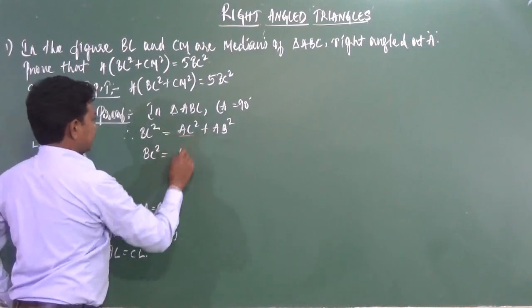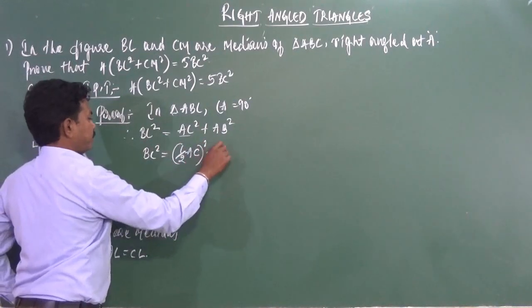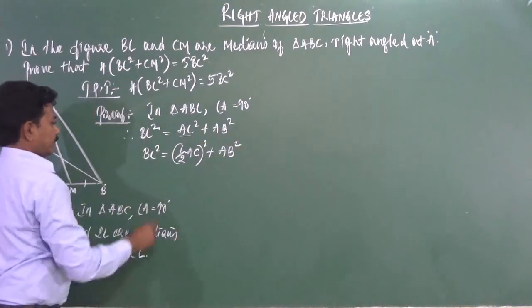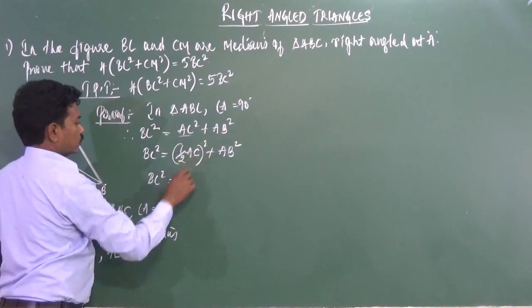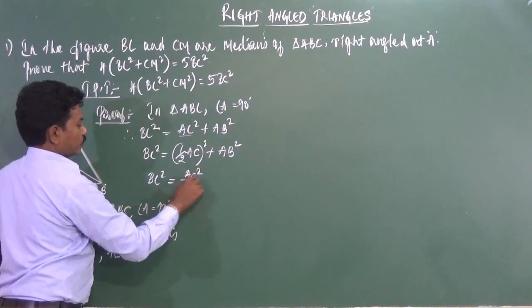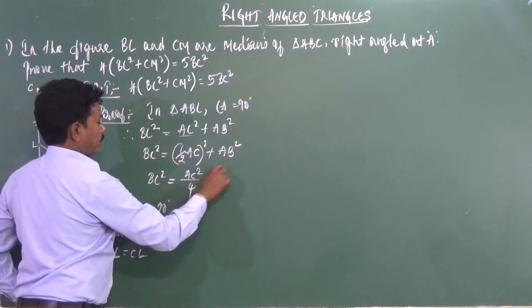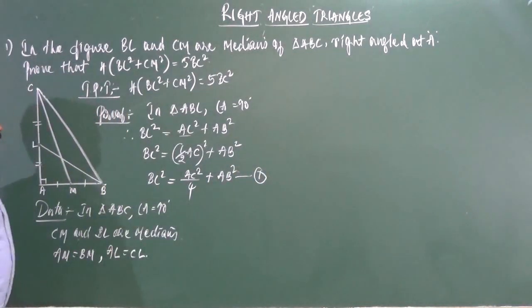So we can define this AL as half of AC whole square plus AB square. This can be continued as BL square is equal to half of AC whole square plus AB square, the square applies for all three elements. So that becomes AC square by 4 plus AB square. Let us take this as equation 1.